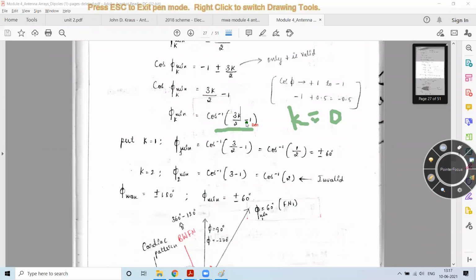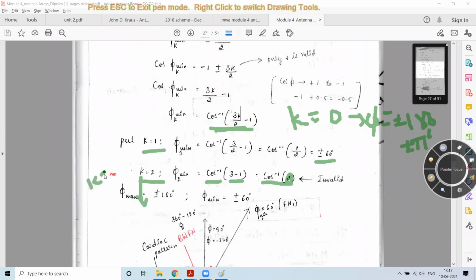So cos inverse of minus 1 is what? It gives you plus minus 180 degrees. So for k equal to 0, we obtain phi equal to plus minus 180 degrees, or plus minus pi radians. When k is equal to 1 and we simplify this equation, we get phi equal to plus minus 60 degrees. When k is equal to 2, we have cos inverse of 3 minus 1, which is cos inverse of 2. I don't have any cos inverse value when it is greater than 1 or less than minus 1.